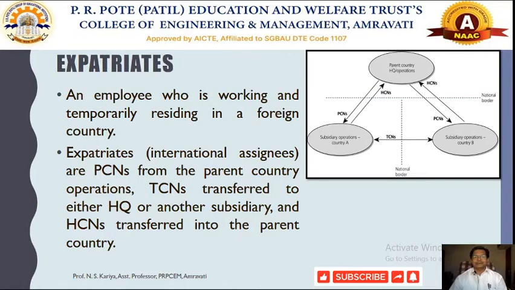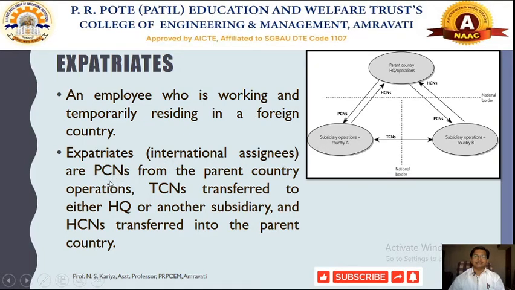Now what is called an expatriate? An expatriate is nothing but the kind of employee working in an organization at the international level. Any kind of foreign employees who are residing in certain countries are called expatriates. So expatriates are nothing but the international assignees.